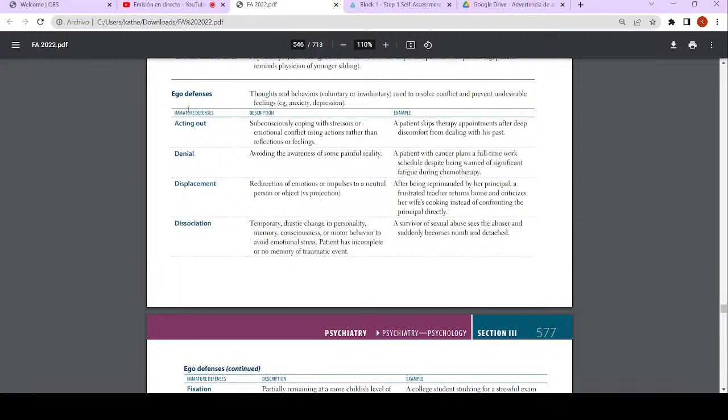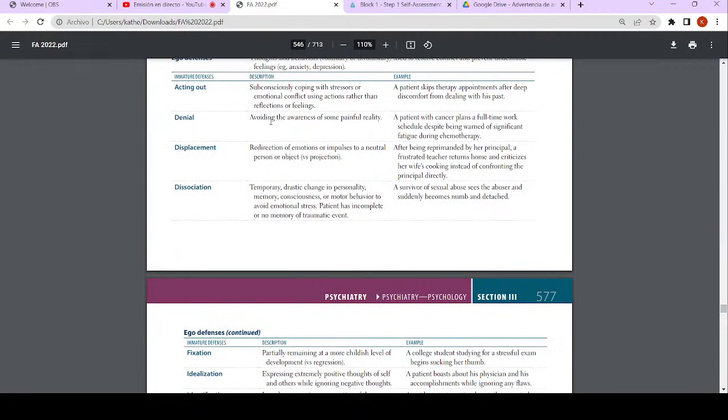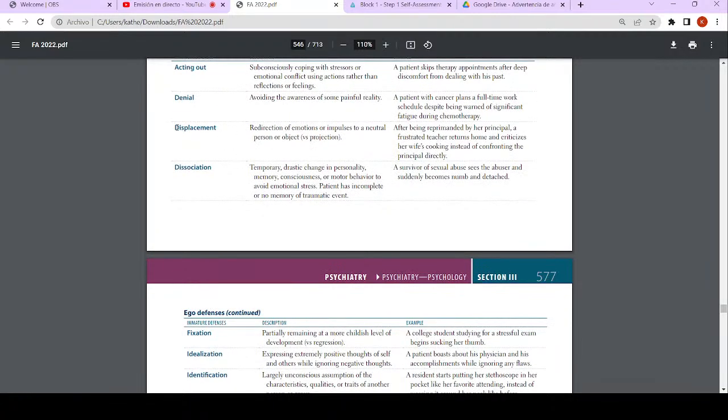Ego defenses are mature and immature. In the immature, acting out: a patient skips a therapy appointment after deep discomfort from dealing with his past. It is subconsciously coping with stressors or emotional conflict using actions rather than reflections or feelings. Denial: avoiding the awareness of some painful reality. For example, a patient with cancer decides to skip the chemotherapy.